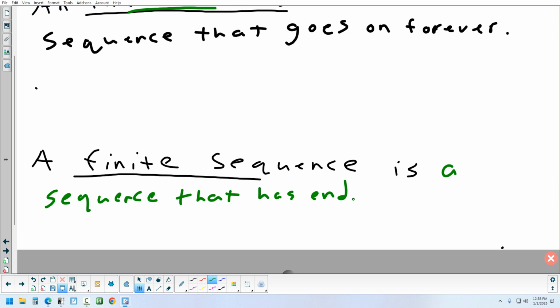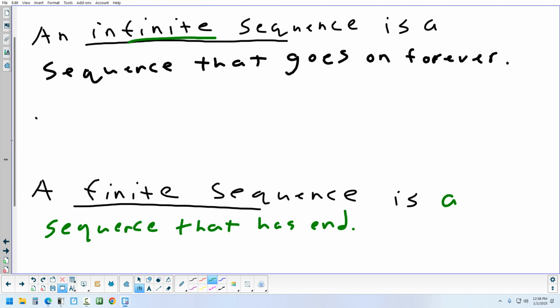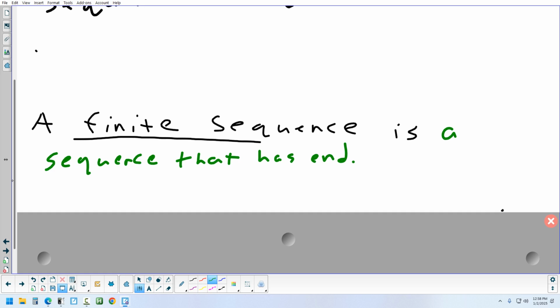What if a sequence had a million numbers in it? Is that infinite or finite? Finite. It's still finite. It's huge. It's a lot of terms in it, but it still stops. Okay. So a finite sequence can be huge, really huge, billions of numbers, but it still stops. Okay. Infinite goes on forever. Any question on the difference between an infinite sequence and a finite sequence?